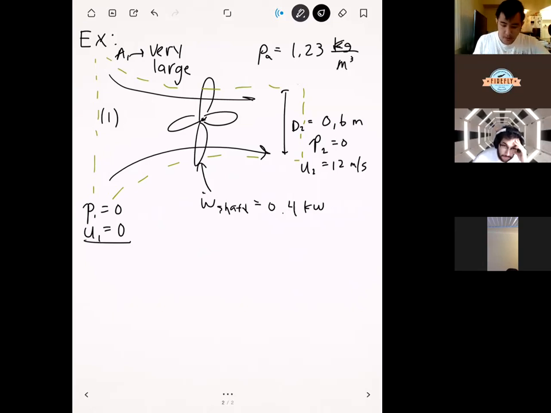If you recall from last time, we started this example after we discussed what was called the extended Bernoulli equation.